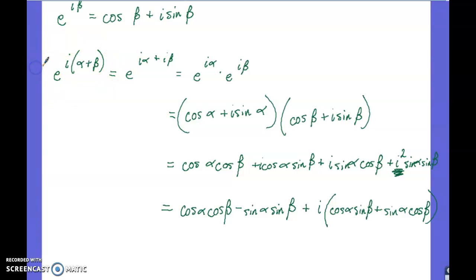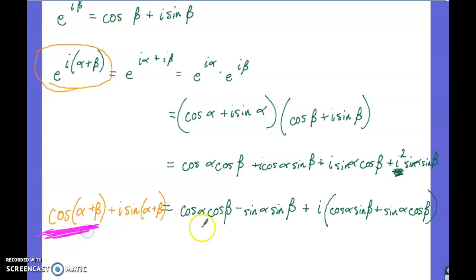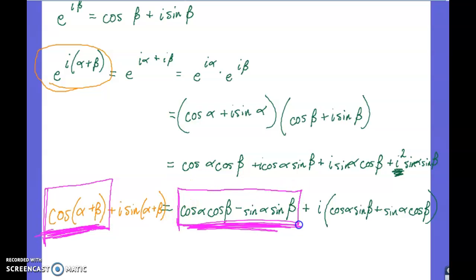Well, this piece up here is the same thing as saying that we have cosine of alpha plus beta plus i sine of alpha plus beta. So what I'm trying to show you is the real part has to equal the real part over here. And what I just showed you is the sum of angles formula and why it works. And we needed Euler's formula in order to understand that.